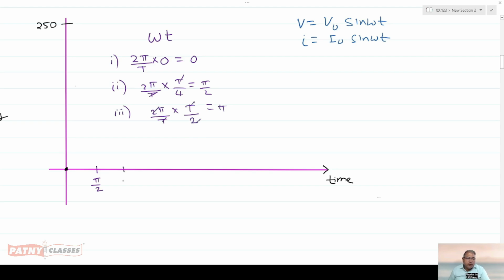So here we get pi, and after that 2 pi upon T, and now a little bit increase, T by 2 plus T by 4, that is 3T by 4. So you can now take 3T upon 4. This T gets cancelled and this gets cancelled. So we get 3 pi upon 2, like this. These are the values taken on the x-axis.